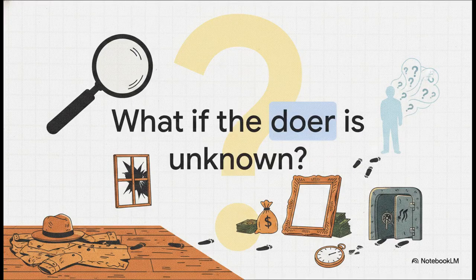Imagine a classic detective setup. An event happened in the past. A bank was robbed, a window was broken, maybe a famous painting disappeared. But the actual doer of the action, completely missing from the scene. So, what happens when you want to talk about that event, but you literally don't know who did it? Or maybe you just don't really care who did it. Well, that is exactly where our grammatical magnifying glass comes in today.